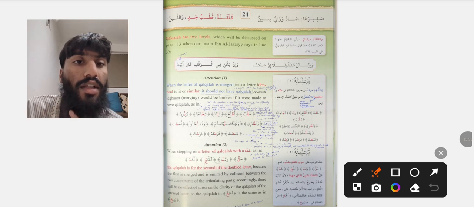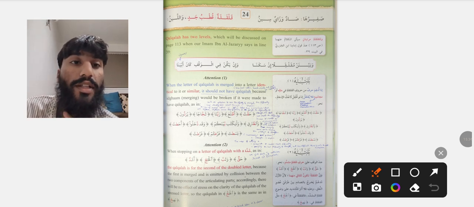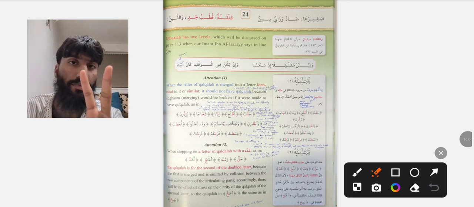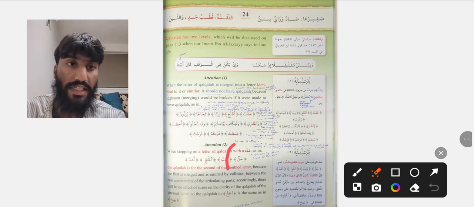Second attention point is that when you stop on a qalqala letter with shadda on it, for example, haqqu, right? Or watab, or al-hajj, or ashad, right? The qalqala has got nothing to do with the first letter in the merged letters. Obviously, qaf and qaf are merged, which is why we got shadda, okay? Because shadda means you're merging two letters together.